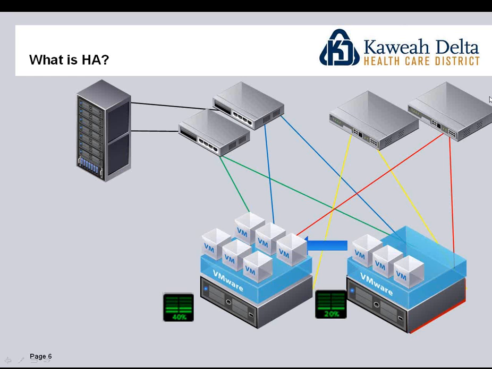So what HA does for you with VMware, if you actually lose one of your hosts, the VMs that are on that host will automatically, by default, restart on another server. You can choose whether or not you want it to, but by default, they would automatically restart. So that's from an unscheduled hardware failure. So this server died, these VMs would automatically start booting up on this other server.